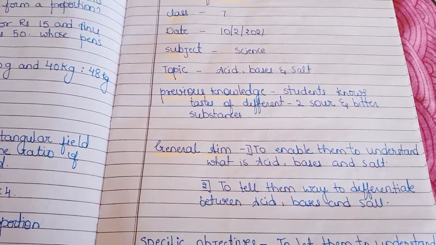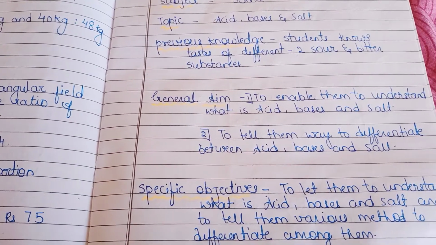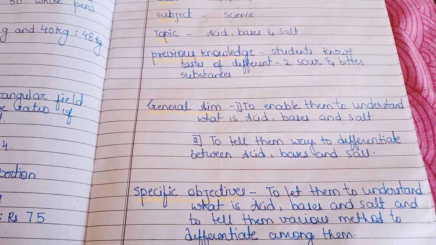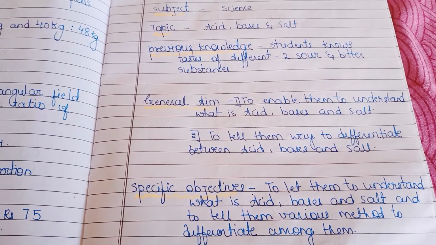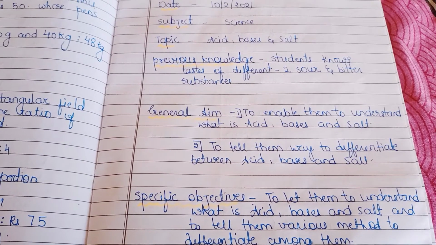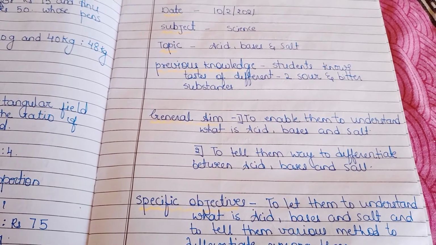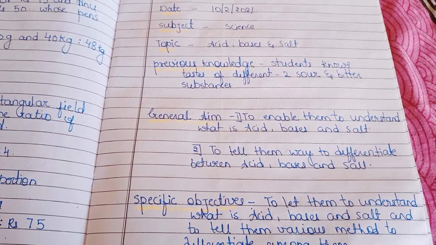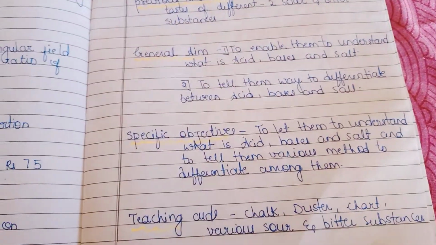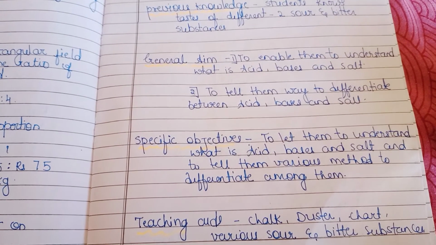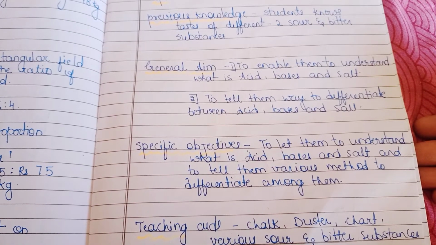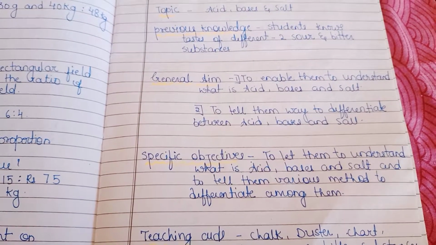For specific objectives this would also be the same: to let them understand what is acid, bases and salt, and to tell them various methods to differentiate among them. To differentiate among acid, bases and salt, we are going to do many types of experiments, and we are going to tell them many methods that can help us understand between all this. After that, teaching aids: we are going to use chalk, duster, chart, and various sour and bitter substances as a teaching aid.